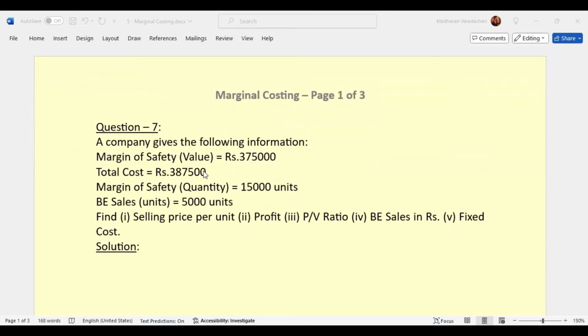Margin of safety in terms of value is rupees 3,75,000. Total cost is rupees 3,87,500. Margin of safety in terms of quantity is 15,000 units. Break-even sales in units is 5,000. We need to find selling price per unit, profit, PV ratio, break-even sales in rupees, and fixed cost.